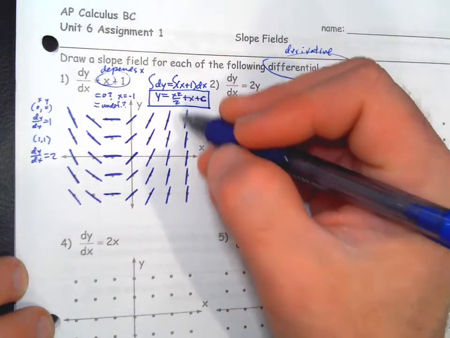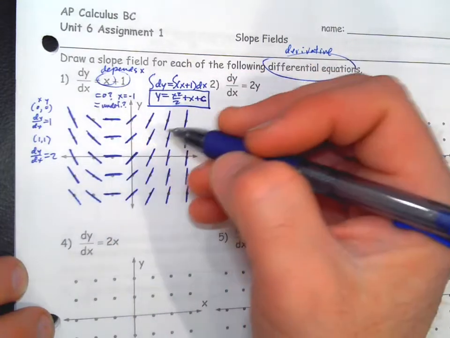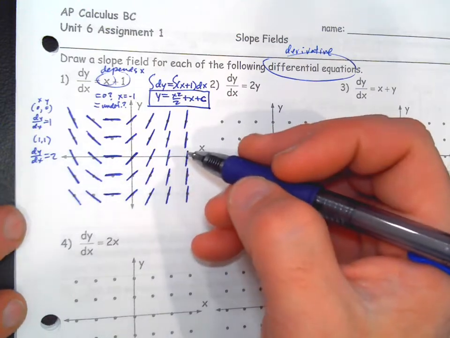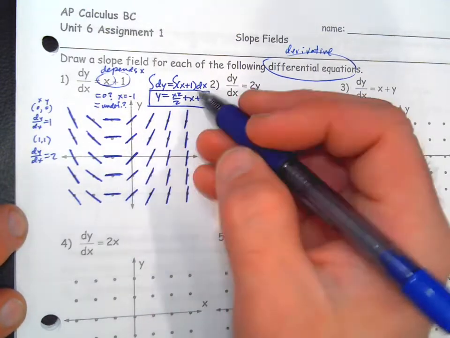But this is a parabola, and on here you should see parabolas. In fact, it's a bunch of parabolas, higher and lower than each other. So this should make sense with that. It's kind of a good check.